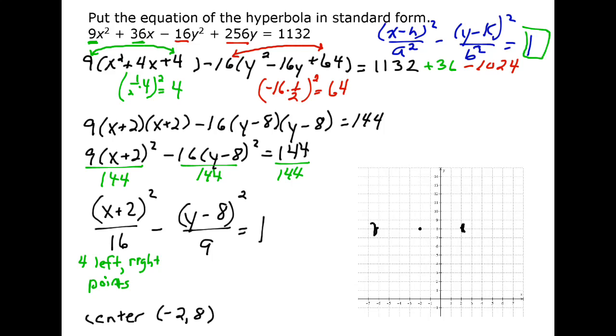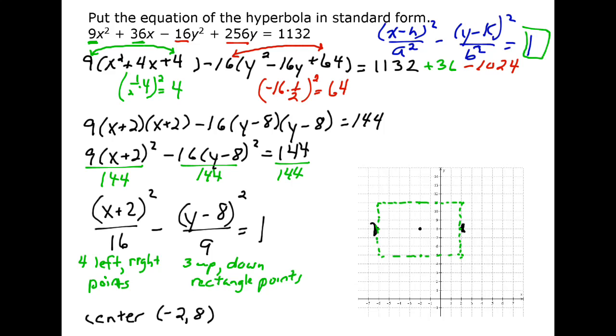Okay, and then the 9 under the (y minus 8) squared tells us that we can have a rectangle, 3 up and 3 down in the y direction. We have points on a rectangle. That helps us draw. So 3 up from the center, 3 down from the center, and now I'll draw a rectangle through all these 4 points.